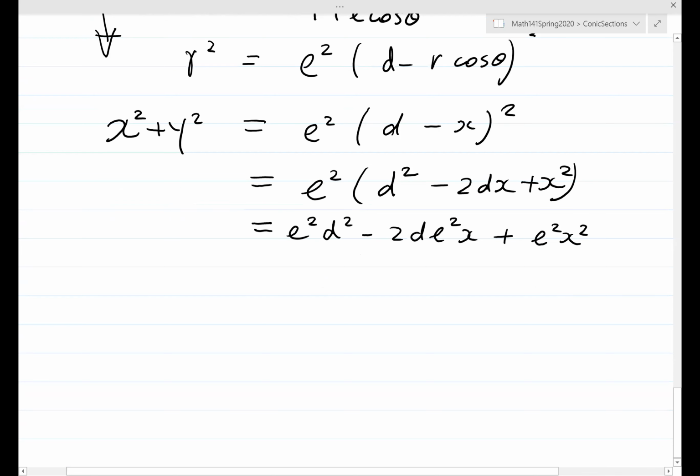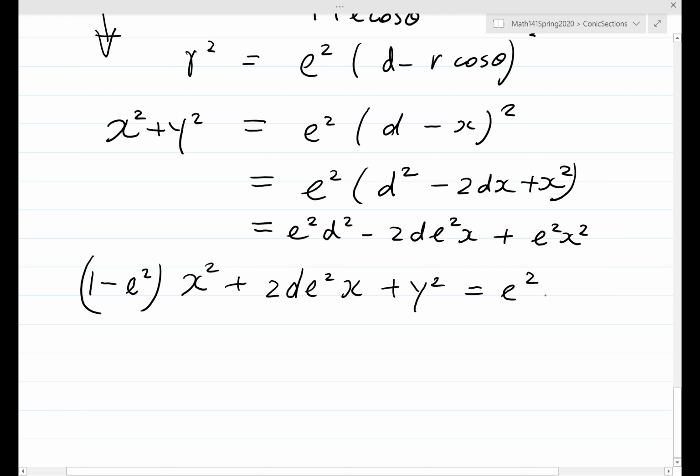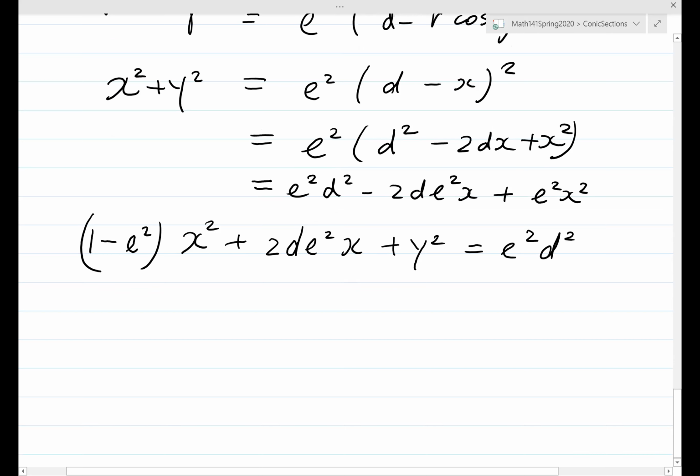So we put the degree 2 terms together. e squared x squared moves to the other side. Then we get (1 minus e squared) x squared, and y squared has only y squared. Oh, sorry, we don't forget the degree 1 term of x. 2d e squared x moves to the other side, and then y squared, on the right side, is e squared d squared. And then we complete the square.